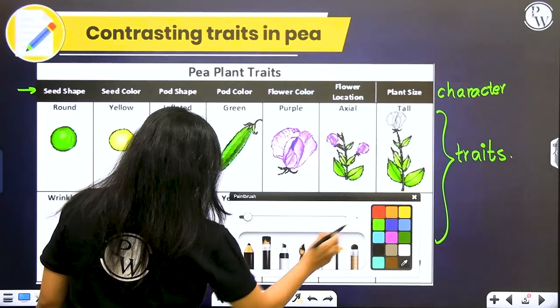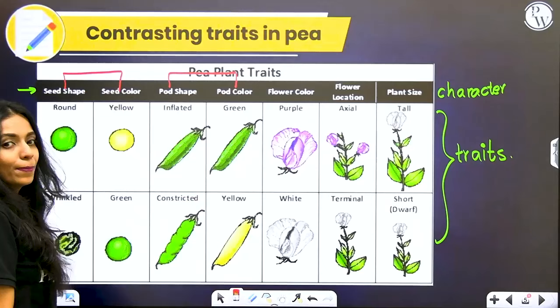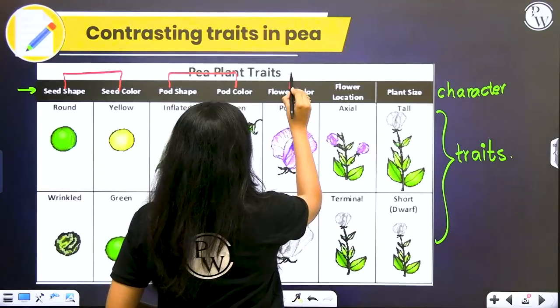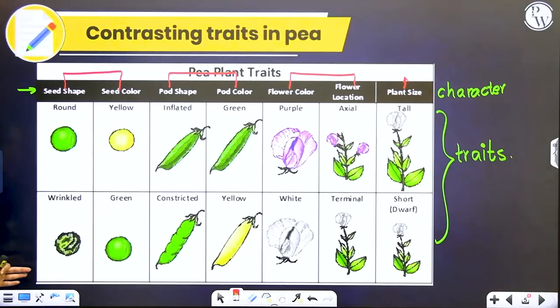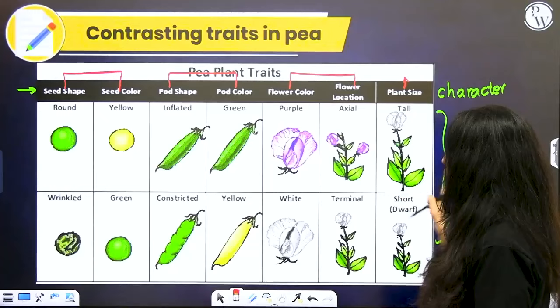Okay, so here you have to see how there are two characters for seed, two characters for pod. You know, pea plant belongs to Fabaceae, there the fruit is called the pod, right? So two characters for pod, two for flower, and one is for height. So he considered these 14 traits for his experiments. All right, it's important for you to remember all of this. Now, let's move on.